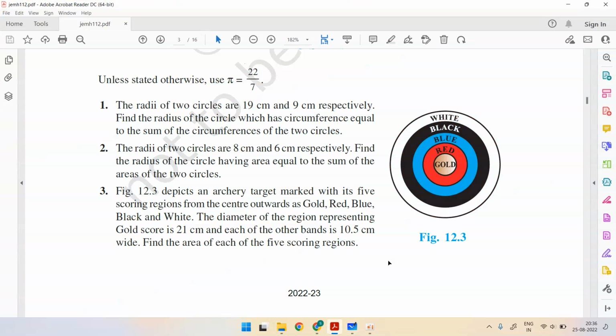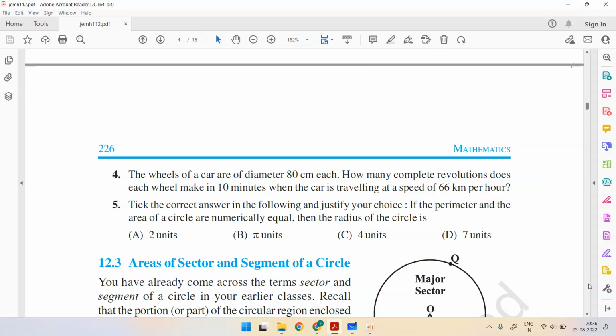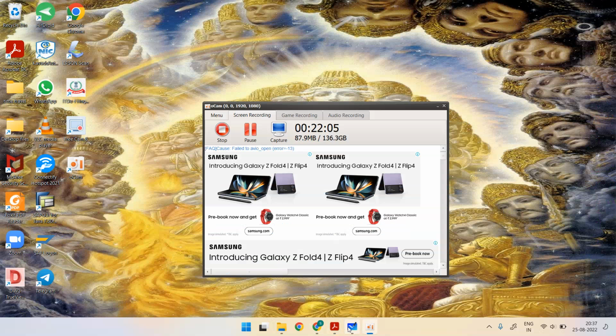Now the third is done. Now the fourth question. The wheel of a car is of diameter 80 centimeter. How many complete revolutions does each wheel make in 10 minutes when the car is traveling at a speed of 40 km per hour? See, this is in minutes, this is in centimeter, this is in kilometer per hour. The wheel of the car has diameter 80 centimeter, which implies that the radius is 40 centimeter.